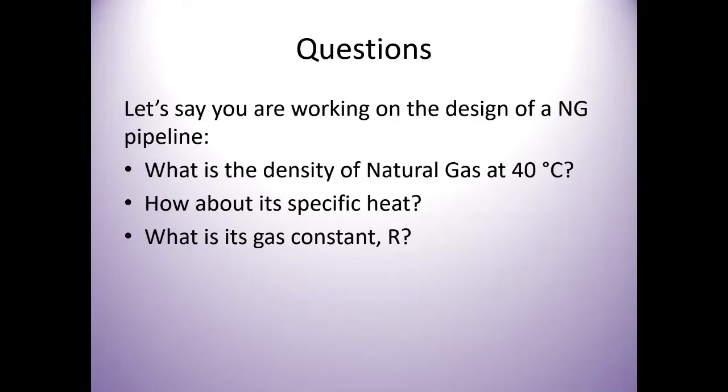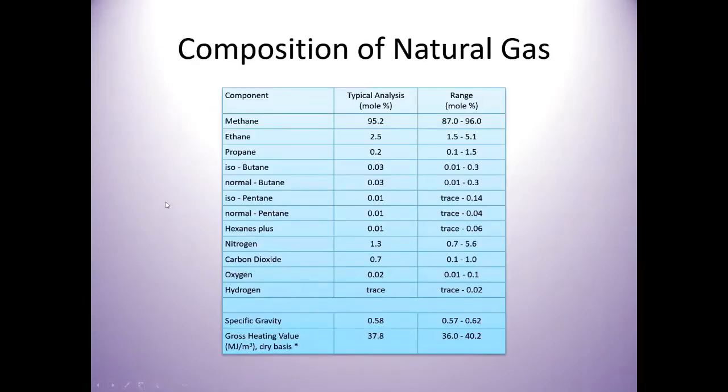What is its specific heat? It becomes a little bit more complicated. And what is its gas constant? Again, taking methane as natural gas is not entirely accurate. So let's look at, for example, the composition of natural gas. You see about 95.2% on a mole basis is methane, but there are other elements in it that will affect the properties.